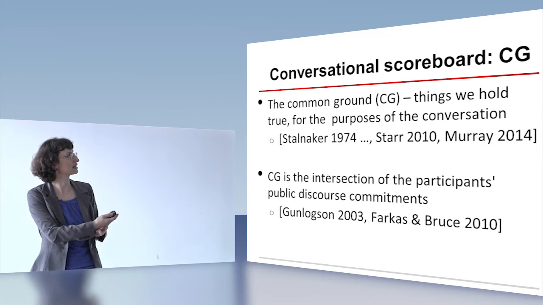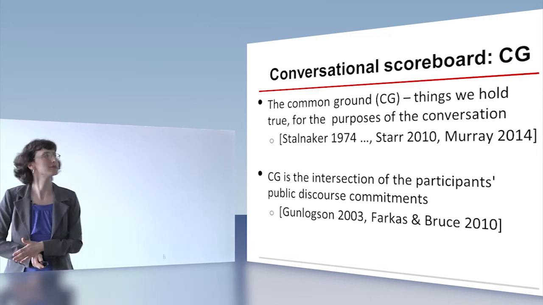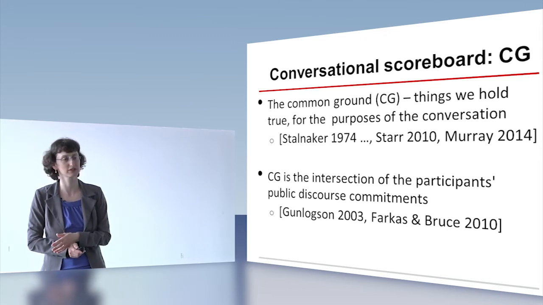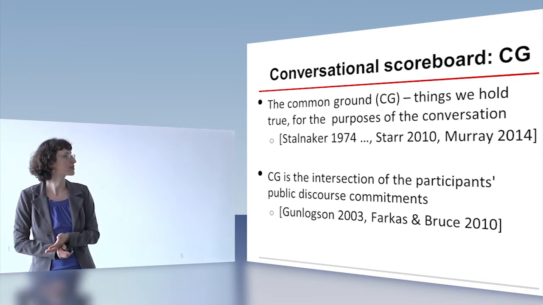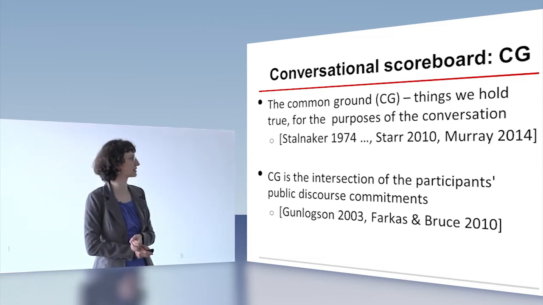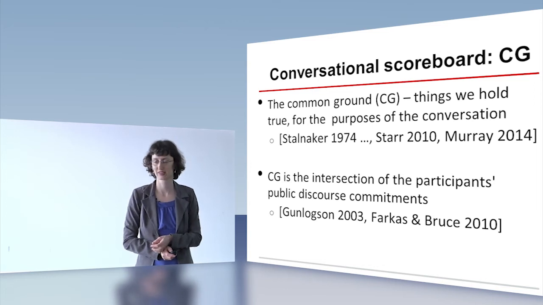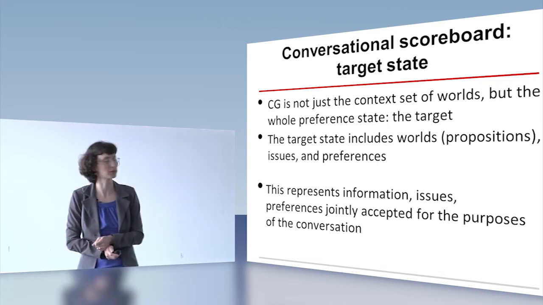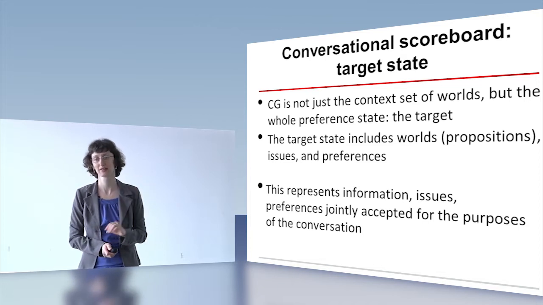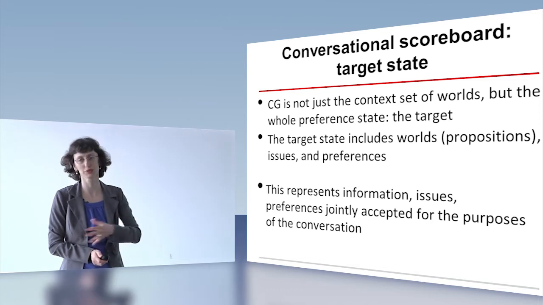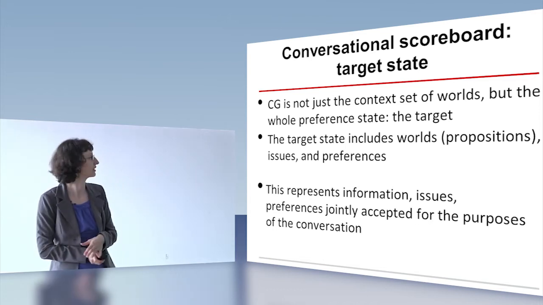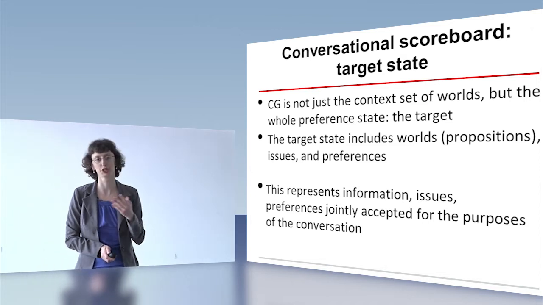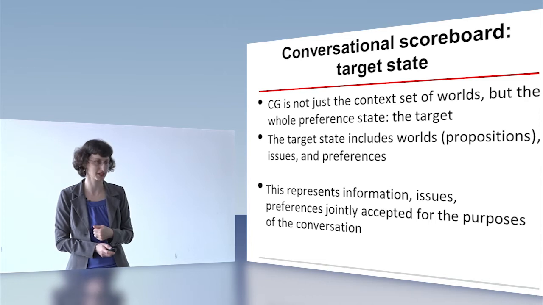OK, so if we move towards the realm of pragmatics, we can say that we'll start with the common ground, the normal Stalnakerian common ground, which is things we hold true for the purposes of the conversation. It's been modeled as the intersection of the participants' public discourse commitments, so things that everybody's committed to. Well, I'm just going to propose that it's not just the context set of worlds, but the whole preference state. That's going to be the target conversational state. And it includes worlds and issues and preferences and all of those semantic things that we've talked about. And this represents the information, the issues, and the preferences that are jointly accepted by speaker and hearer for the purposes of the conversation.